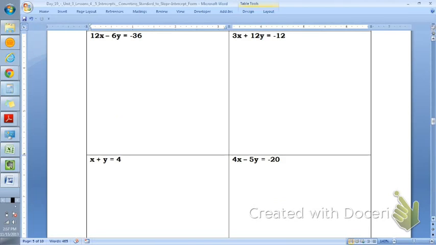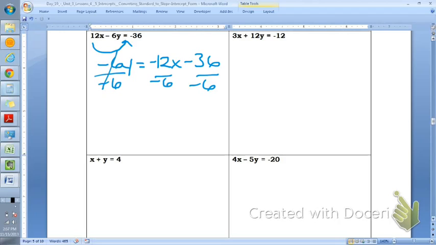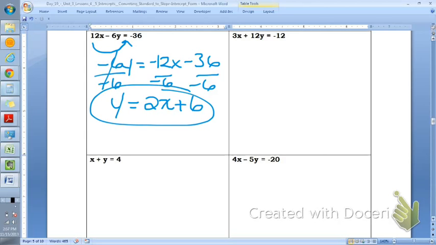Okay, let's check, see how you did. In the first one, we move the 12x to the other side of the equation, so you have negative 6y is equal to negative 12x minus 36. Then divide every term by negative 6. So y is equal to a negative over a negative is a positive. 12 over 6 is 2x. A negative over negative is another positive. 36 over 6 is 6. So you should have y is equal to 2x plus 6.